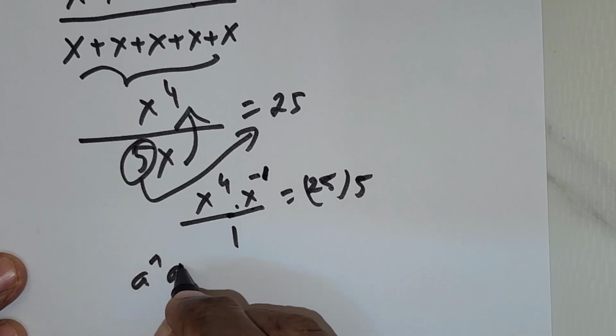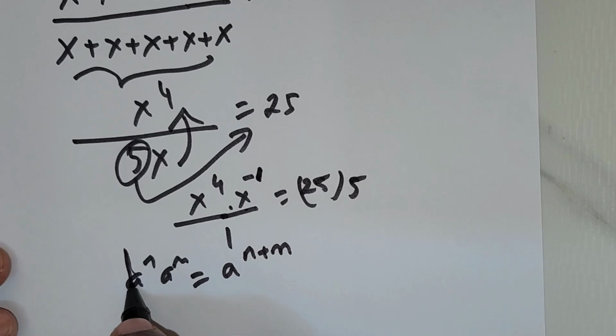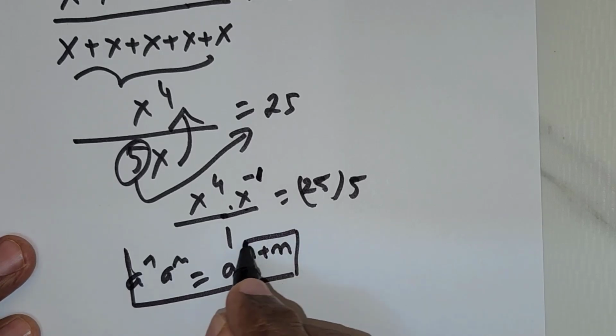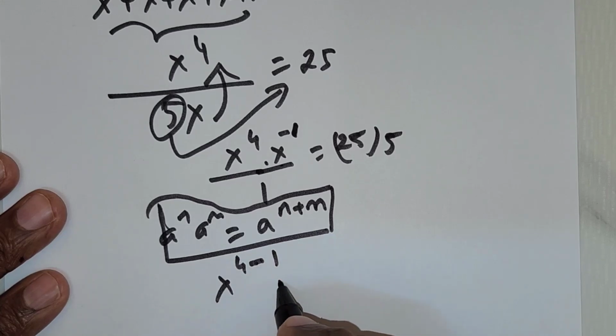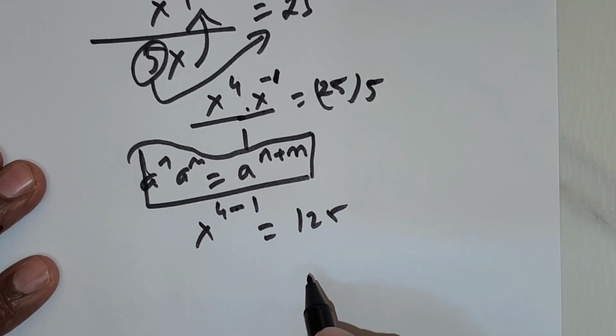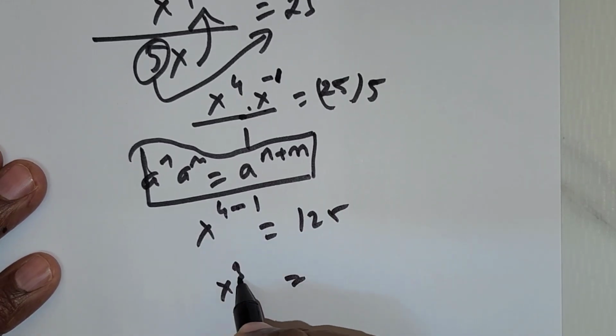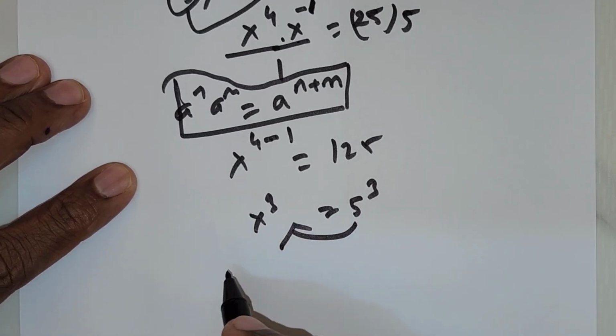Now a raised to the power of n times a raised to the power of m is equal to a raised to the power of n plus m. So this is going to be x raised to the power of 4 minus 1 is equal to 25 times 5, which will give you 125. Now this is going to be x to the power of 3 is equal to 5 raised to the power of 3. Bring this 5 raised to the power of 3 on the left.